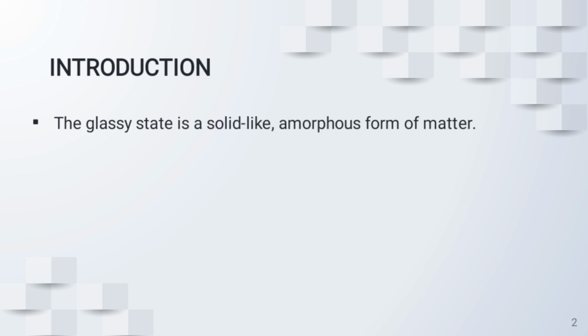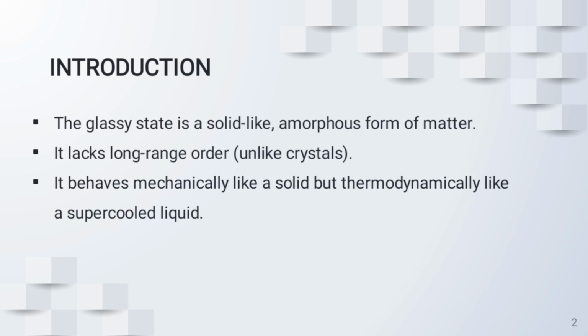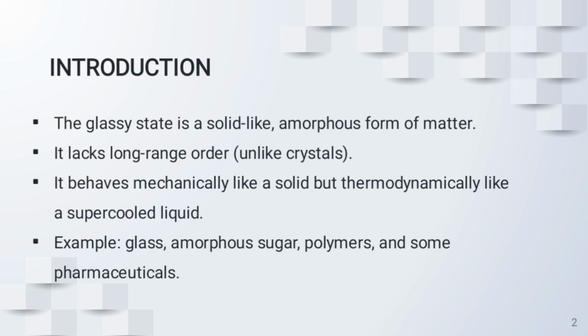So let's start with its introduction. A glassy state is a solid-like amorphous form of matter. It lacks long-range order, unlike crystals, and it behaves mechanically like a solid but thermodynamically like a supercooled liquid. Some examples include glass, amorphous sugar, polymers, and some pharmaceuticals. So, students, a glass is basically a liquid that doesn't get time to crystallize. Its molecules are arranged randomly like a liquid, but motion is frozen, so it behaves like a solid.